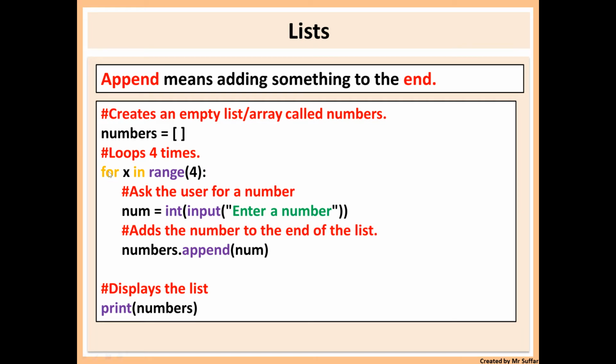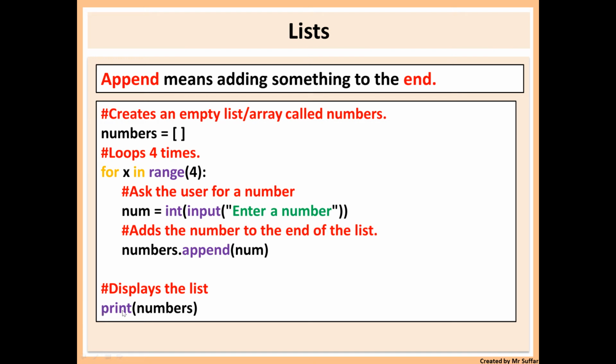Then we have for x in range of 4. This creates a for loop that loops 4 times. Then num equals int input. We're asking for a number. And what we're doing is numbers.append. Now append means adding something to the end. What we've done here is we're adding something to the end of numbers. So the array is called numbers, or the list, and we're adding something to the end. And in brackets, you specify what you want to add to the end of it. Now if you put num, it will add that number to the end of the array.